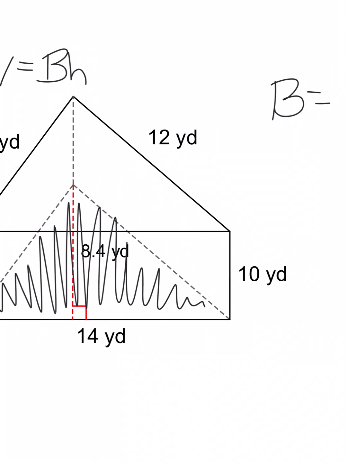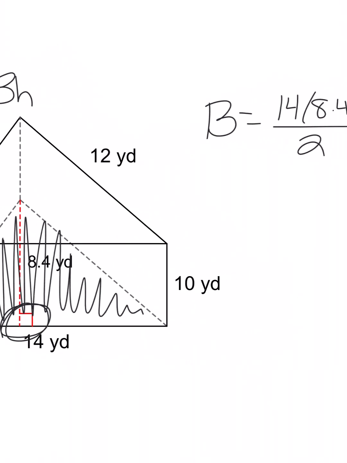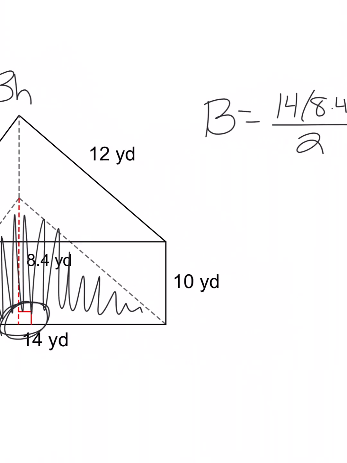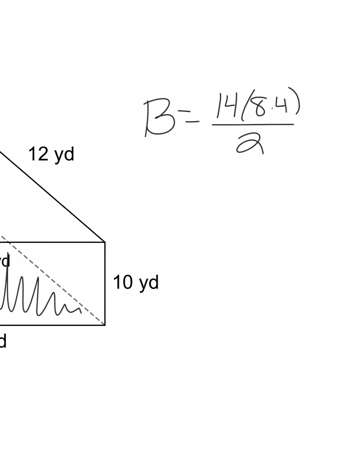What's my base and my height of what I shaded? 14 and 8.4. Good, 14 and 8.4. Remember, base and height, look for that right angle symbol. That'll tell you which is which. Okay, and then divide by 2. What's 14 times 8.4? And then divided by 2. What'd you get for the capital B? 58.8. Okay, 58.8. And then last thing we need is the height.